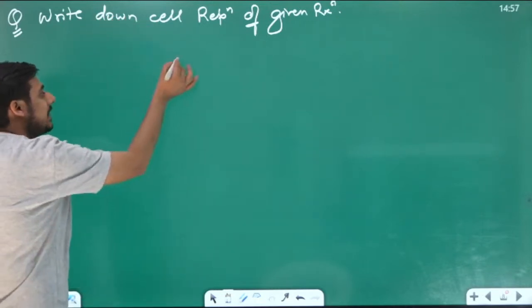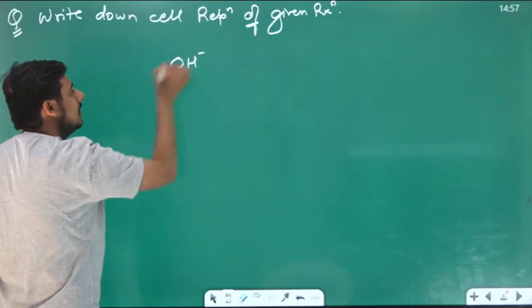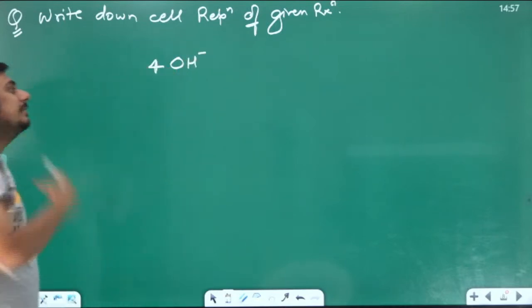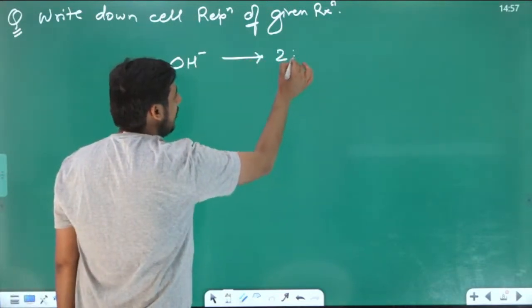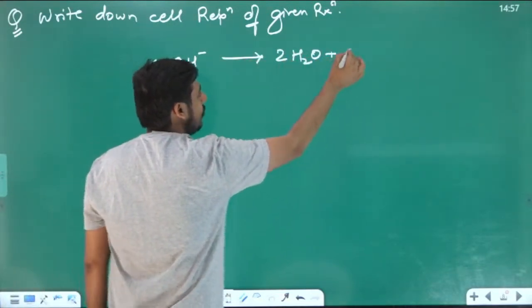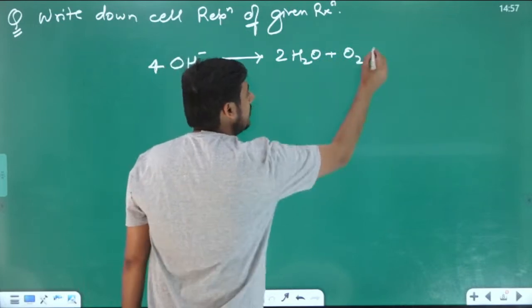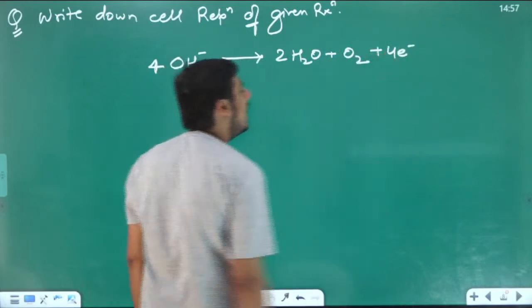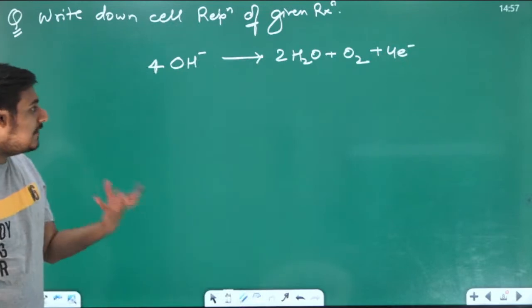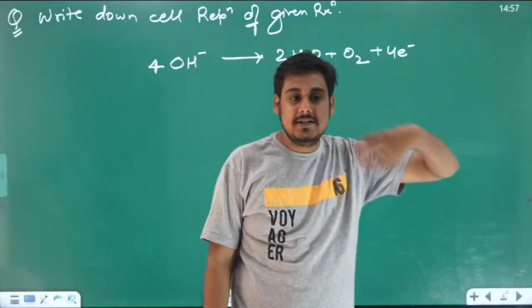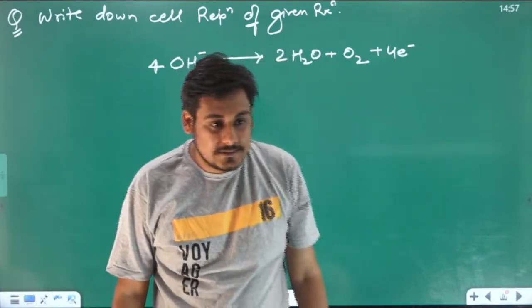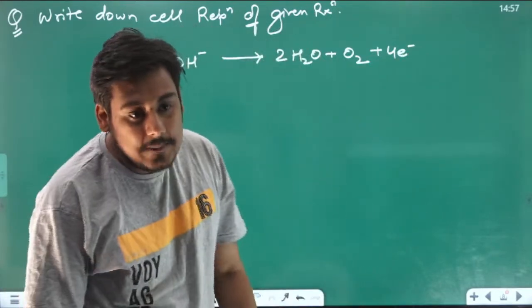So I will write down an arbitrary reaction. Suppose we have such a system: 4 OH⁻ ions getting converted into 2 H2O plus O2 plus 4 electrons. Now this is a half cell reaction. How do I identify a half cell or a full cell? If we have the presence of electrons, generally it means that it is a half cell reaction. I am asking about standard potential only.